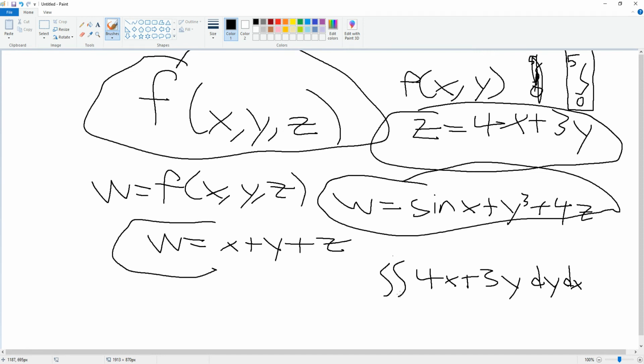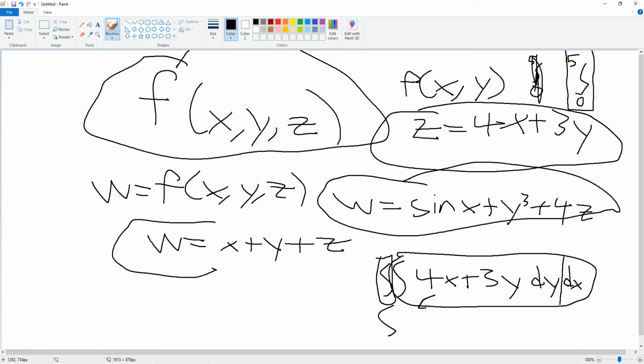The way you indefinitely integrate is the opposite of partial differentiation, which I made a video on. Since dy is first, we take this part out and solve this integral, without the dx. So now we're basically solving for the integral of 4x plus 3y dy. And what does that equal?